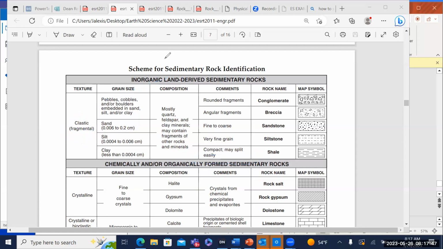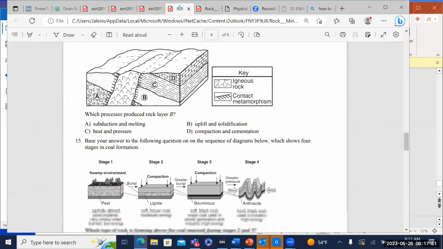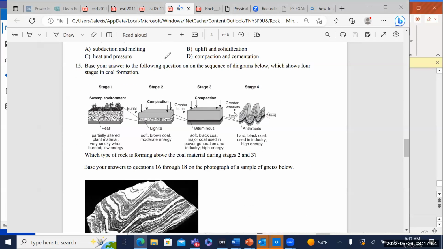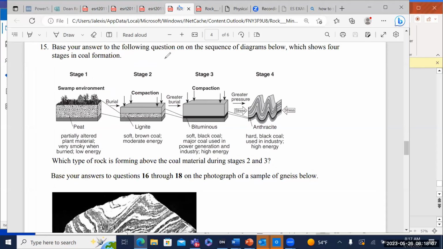Let's take a look at 15. So 15 says, base your answers to the following questions on the sequence diagram below, which shows 4 stages in coal formation. All right, so we see the 4 stages of coal formation. It says, which type of rock is forming above the coal material during stage 2 and 3? During stage 2 and 3.